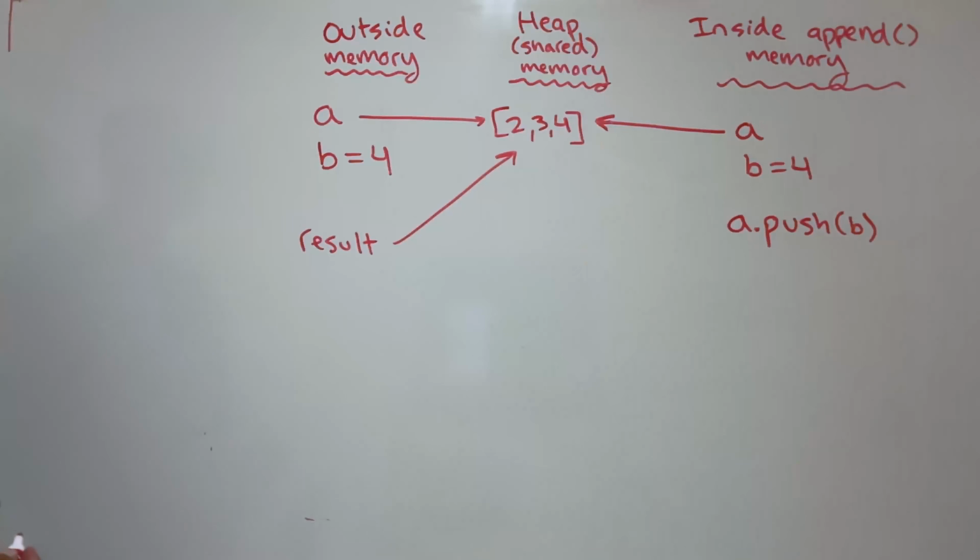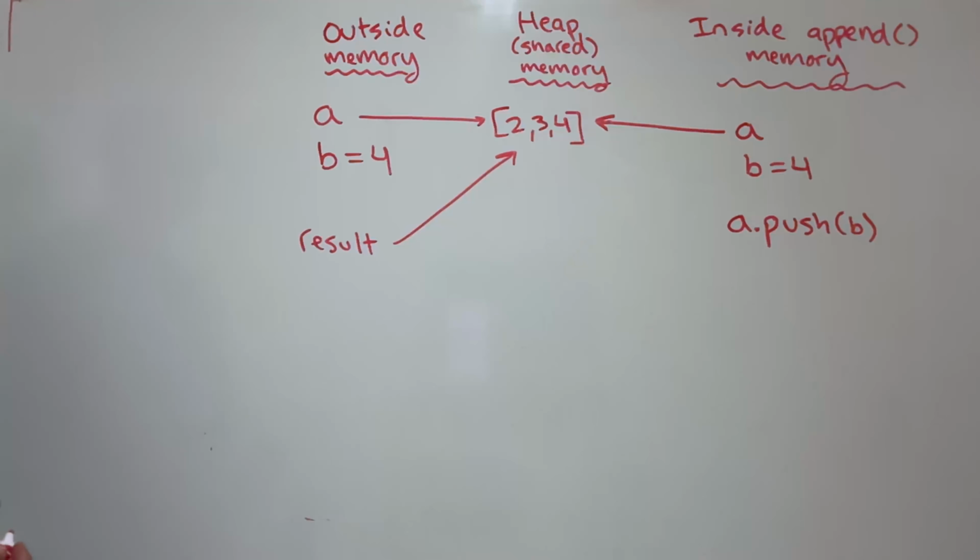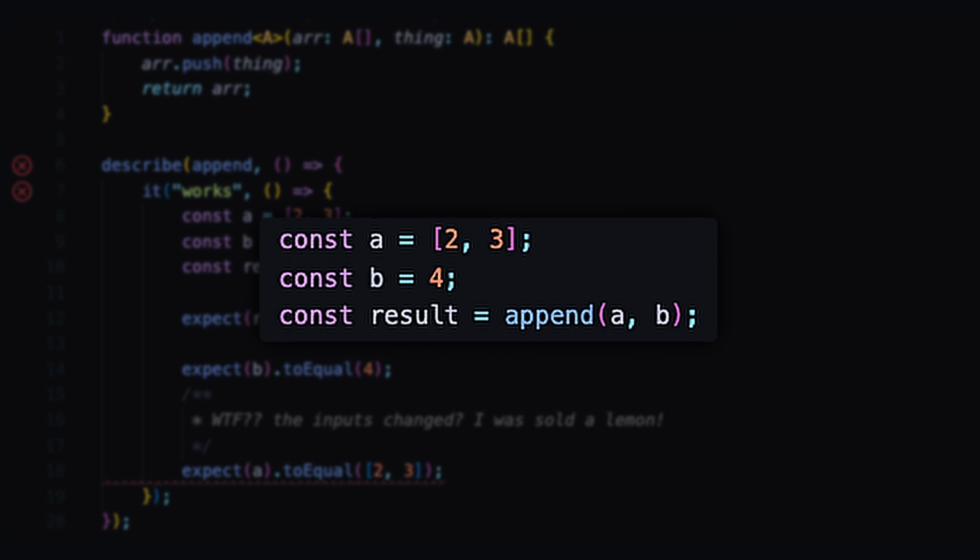That's why when we expect the variable result to equal 2, 3, 4, it does, because it's a reference to the place in memory where a list is stored with the value 2, 3, 4. However, confusingly, the variable a still references that same place in memory. So when we expect a to equal 2, 3 like it did before, it doesn't. The array that it's referencing has been modified to equal 2, 3, 4. In other words, result and a are just aliases for the same bit of data, and we've mutated it.